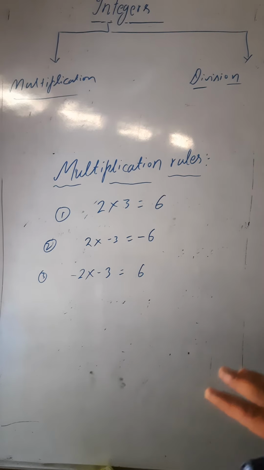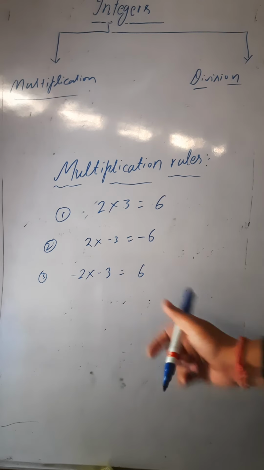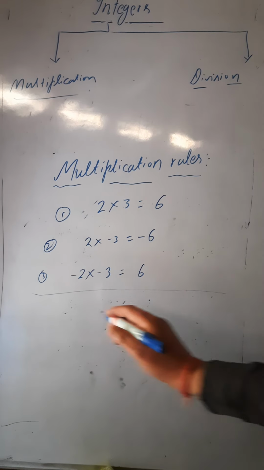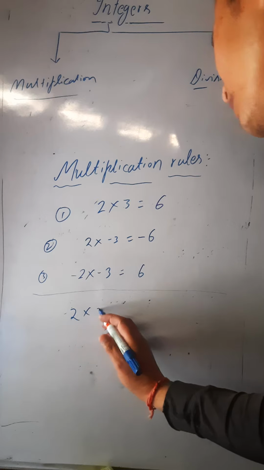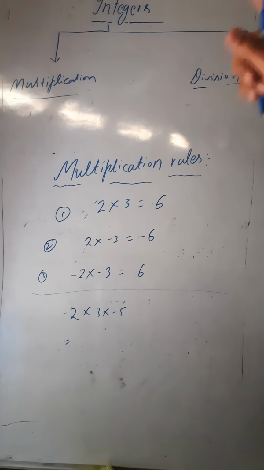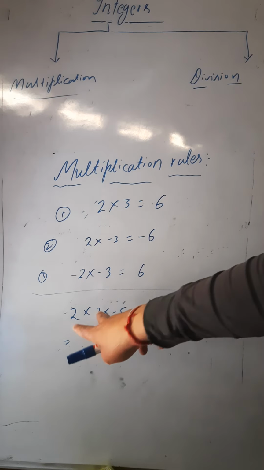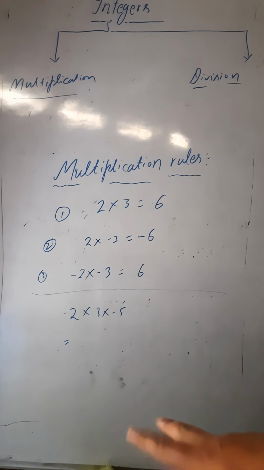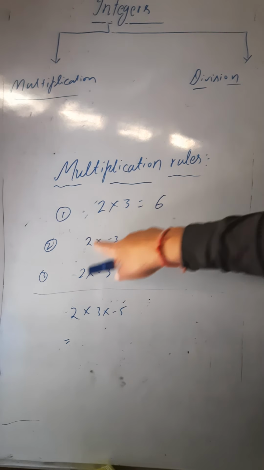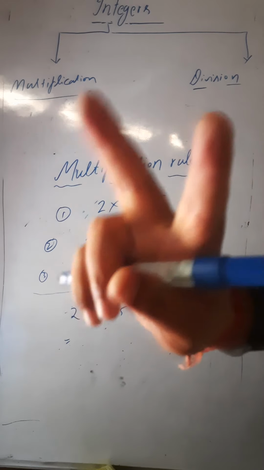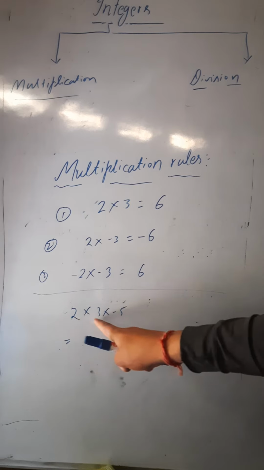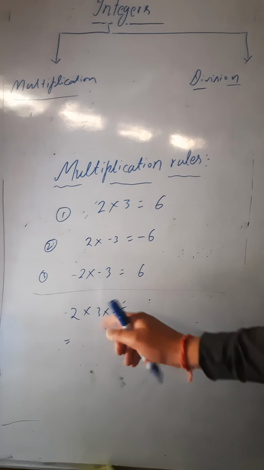You have to know this. Now let me write some questions here, some tricky questions. Suppose I am writing 2 multiply 3 multiply -5. You can multiply it by taking two integers at once, because we know the rule for two integers. So first I will multiply these two integers, 2 and 3. What is 2 times 3? 6.